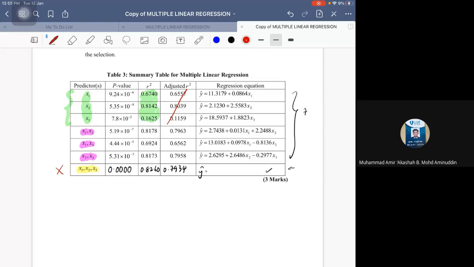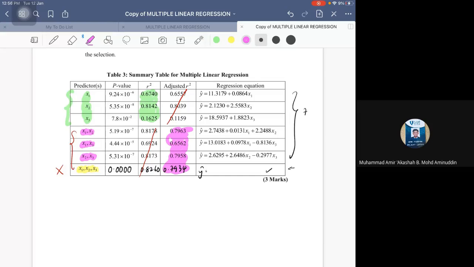However, the rest of them are going to be multiple linear regression. Therefore, I cannot refer to the r square, but I'm only going to refer to the adjusted r square. I don't know why you are required to actually list out all of them, but this is how the question is asked. Okay, so now we're going to have a look at this.